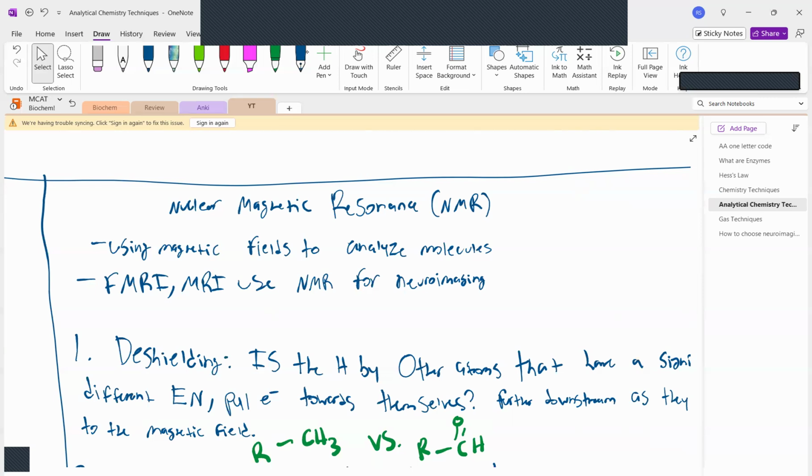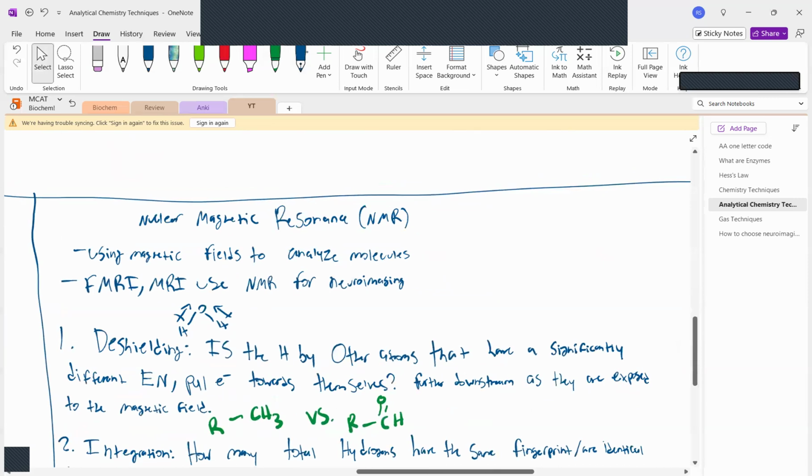There are a couple of different neuroimaging techniques that you'll see in the psych section, and it's cool to know. fMRI uses water, which is a polar molecule, right? And it looks at the de-shielding of those different hydrogens. It's a practical application of it. It's more or less the same thing.